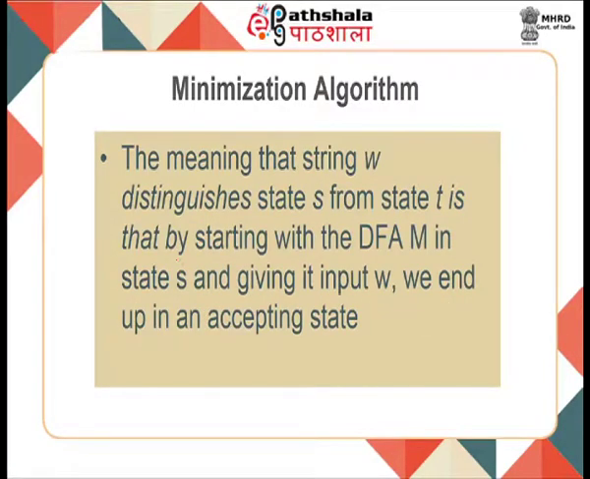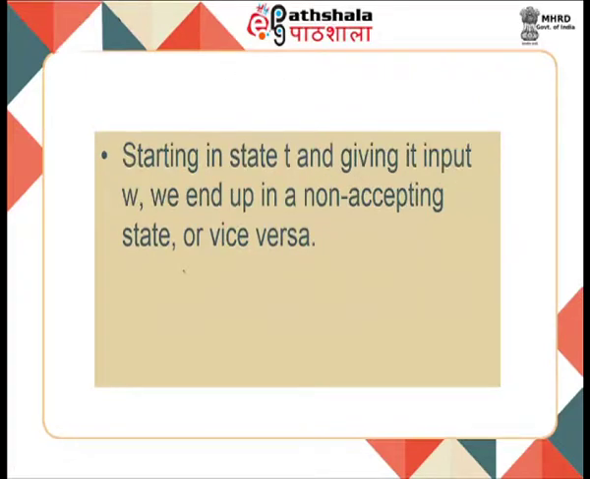The meaning that string W distinguishes state S from state T is that by starting with the DFA M in state S and giving it input W, we end up in an accepting state. That is what we basically talk about as distinguishable states. So, this is what we already said. Starting in state T and giving it input W, we end up in a non-accepting state or vice versa. Then you can call these two states distinguished states.